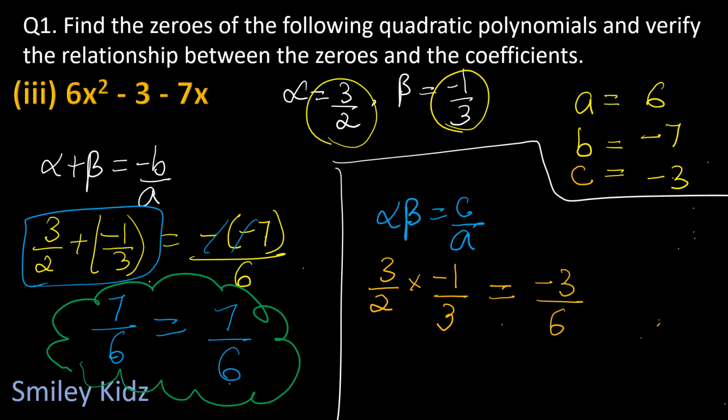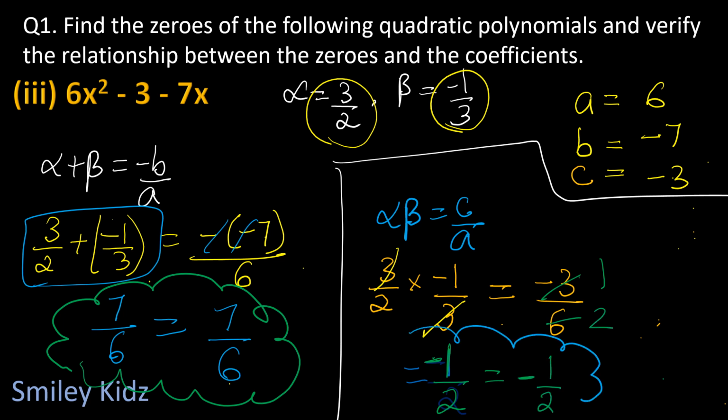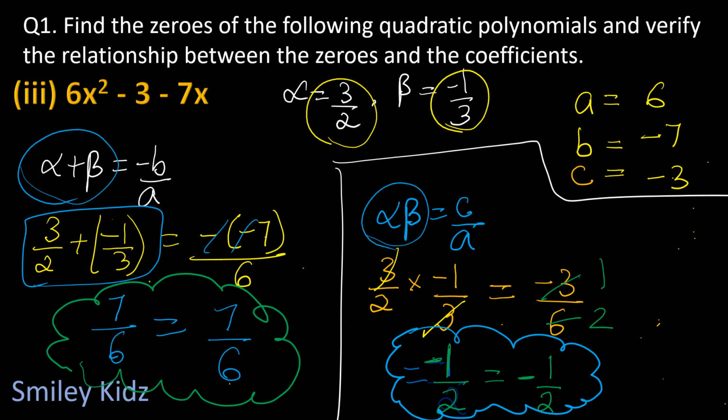Now here 3 and 3 get cancelled. We'll be left out with minus 1 by 2. And here also we'll be left out with minus 1 by 2. So again we have successfully verified the relationship between the zeros and the coefficients. Right. So in this way we have verified the relationship between the product as well as the sum of the zeros and the coefficients.